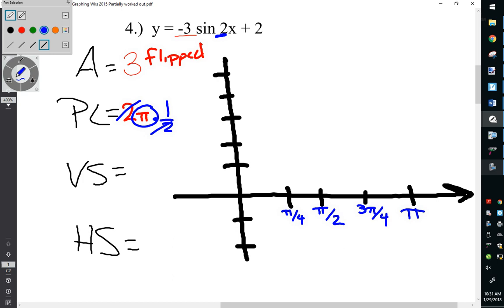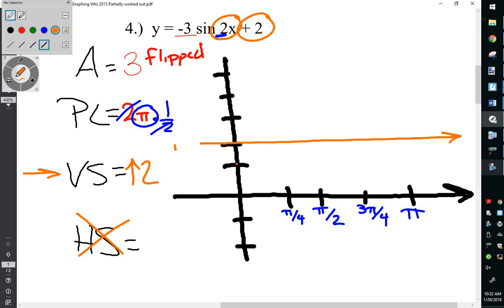Then I'm going to do vertical shift. We finally have a vertical shift. That +2 is me shifting up 2. Horizontal shift will be whatever's added or subtracted inside of parentheses. There isn't one. So when I graph, I start off with the vertical shift first. Since it's up 2, I'm going up 2 right here, making my line and labeling that as the midline. That's the new middle of my graph.